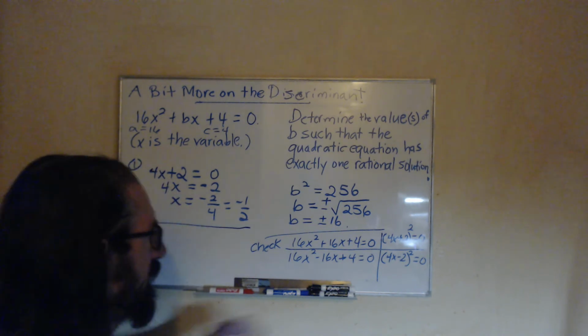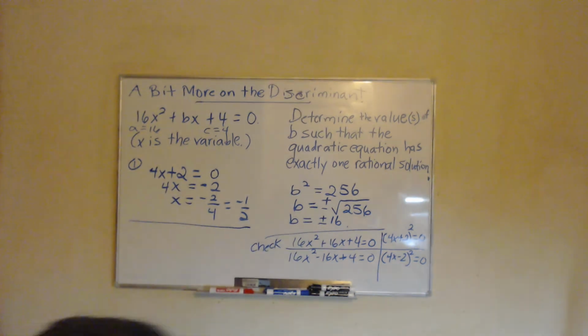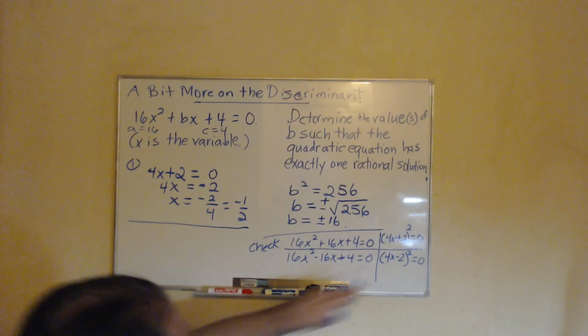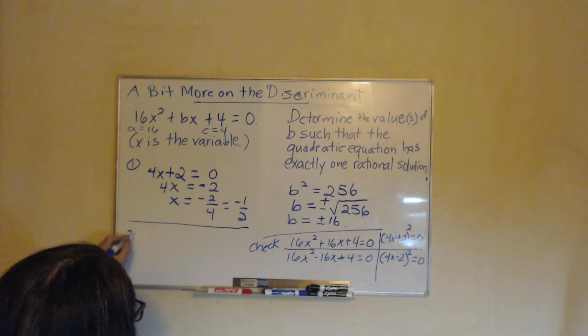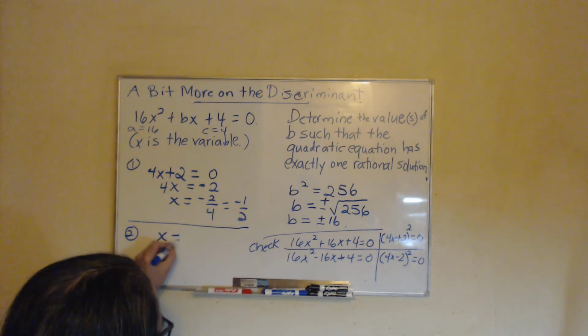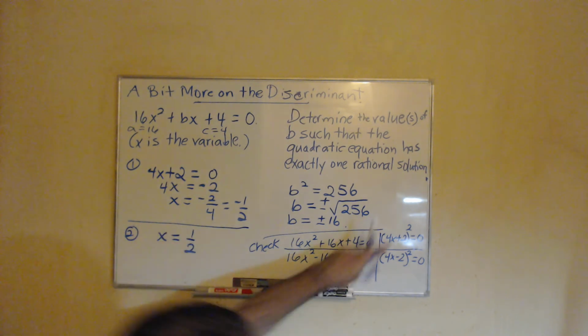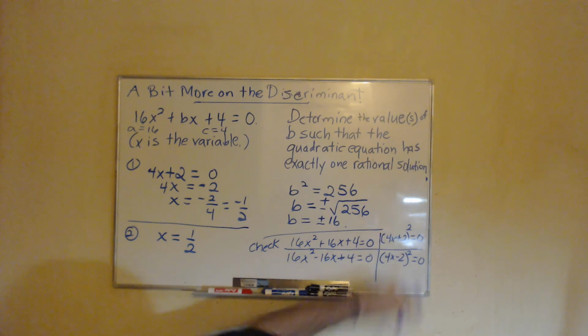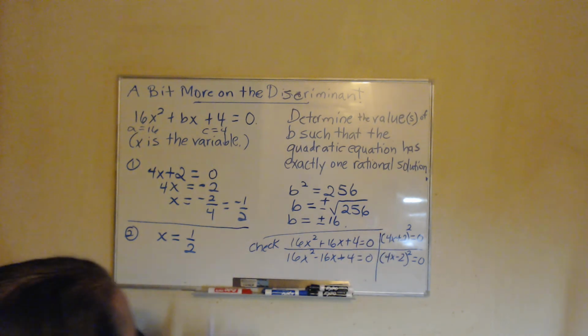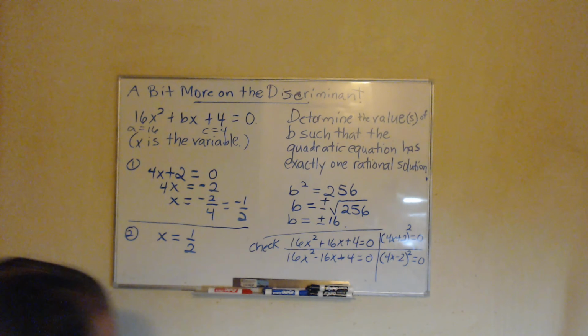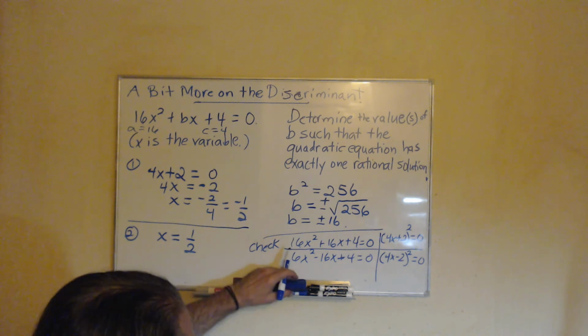Whereas if you use b equals negative 16 in that second equation, you're going to come up with x equaling positive 1/2, because we just have a difference in the signs between the 2 and the negative 2. And that does it.